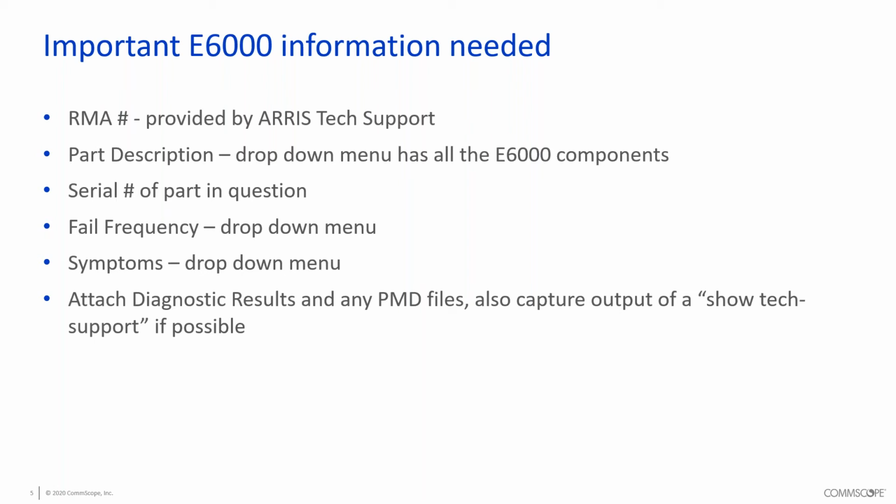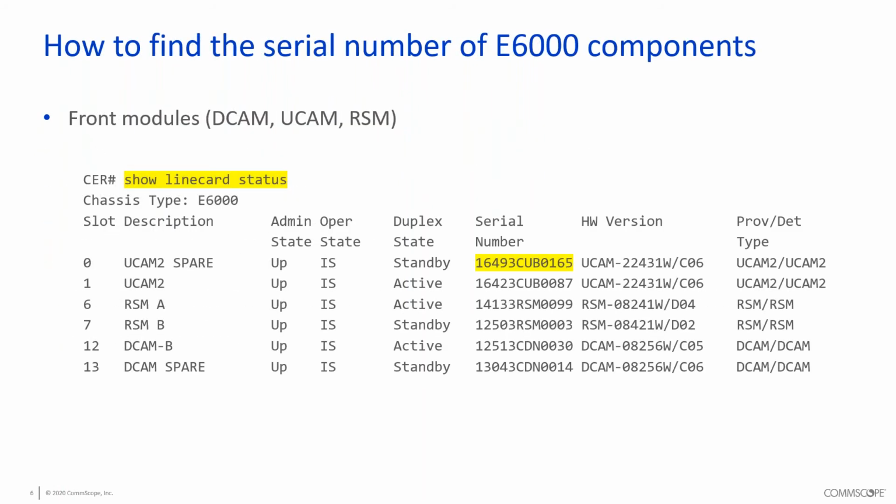One of the pieces of information that you're going to need is the serial number of the part in question. So let's take a look at how you can get that in different areas of the E6000 CLI. If you're dealing with a front module, whether it be a DCAM, a UCAM, or an RSM, you can simply do the show line card status. And you'll see here about midway in the screen, you have a serial number column. So you can just select the card that's been giving you issues, copy that serial number, input that into the RMA form, and you'll be good.